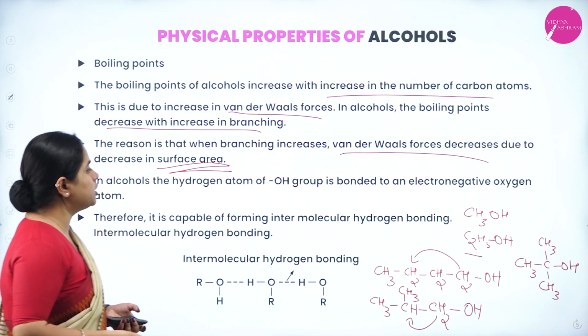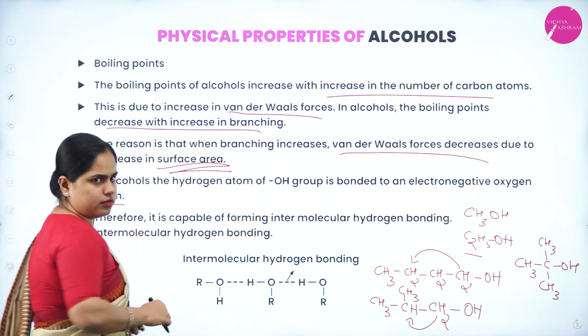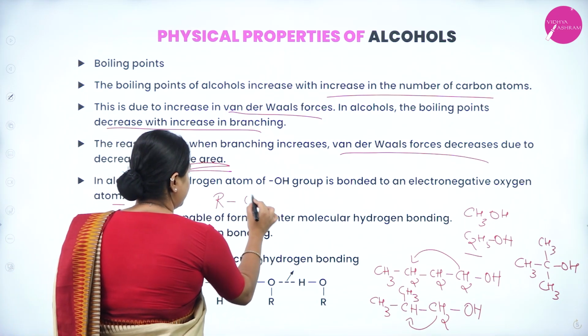In alcohols, the hydrogen atom of the OH group is bonded to an electronegative oxygen atom. The general formula is ROH.